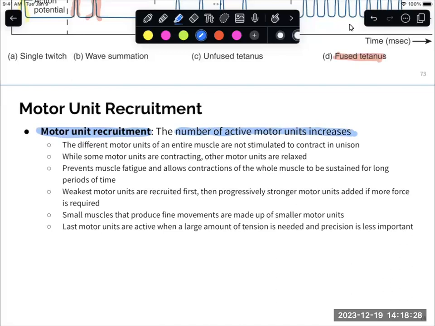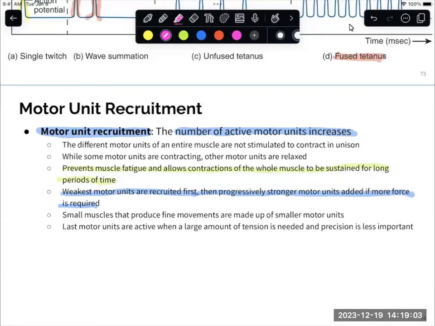We usually start with the smallest, weakest motor units first, and then we get to stronger and stronger ones as we need more force to do something. Why are we doing this? Because we're trying to prevent muscle fatigue, and it allows contractions to be held for long periods of time. One contracts while the other relaxes.